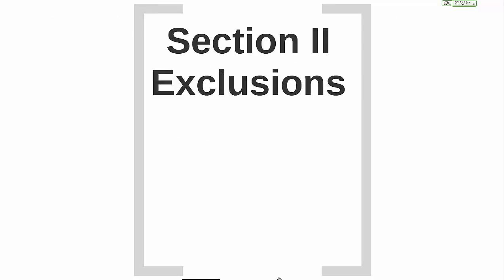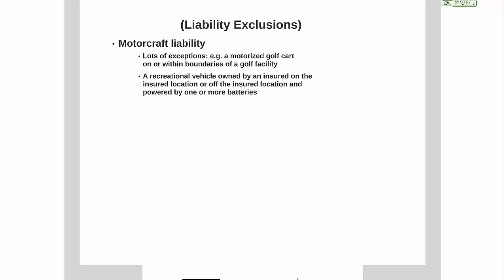Now let's look at the Section 2 exclusions, or the liability exclusions. These are motorcraft liability is excluded. There are lots of exceptions to this. For example, a motorized golf cart on or within the boundaries of a golf facility. In other words, if damage is done because of insured's use of a motorized golf cart that is within the boundaries of a golf facility, those damages would be covered under Coverage E. Also, a recreational vehicle owned by an insured on the insured location or off the insured location and powered by one or more batteries is an exception. Remember, an exception to an exclusion is actually an acknowledgement of coverage.